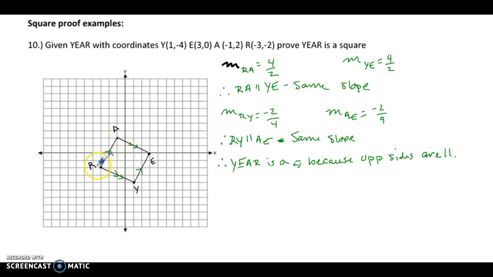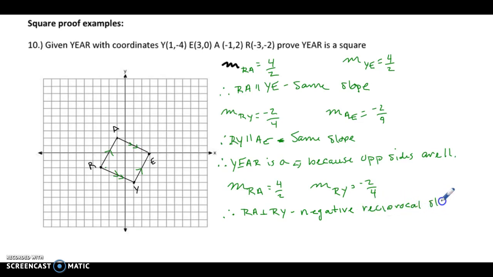Okay, then I can go ahead and show that these two are perpendicular, that this is a right angle right here at R. And to do that, I just want to compare the slope of RA, which I already found up above. It's 4 over 2. You don't have to count it again. You already did the work. And then the slope of RY, and that was negative 2 over 4. And so because these have negative reciprocal slopes, these must be perpendicular. RA is perpendicular to RY, and my reason is they have negative reciprocal slopes. Okay, so I'm going to mark that as a right angle.